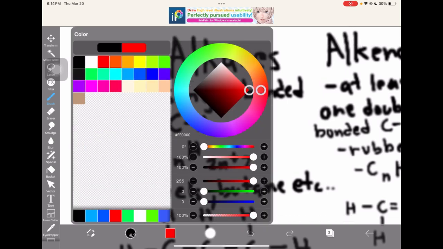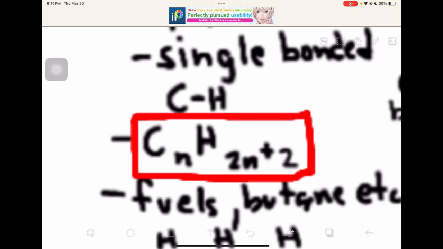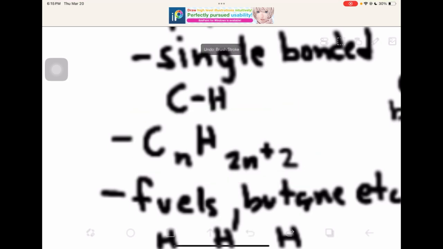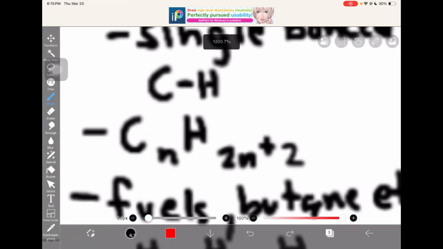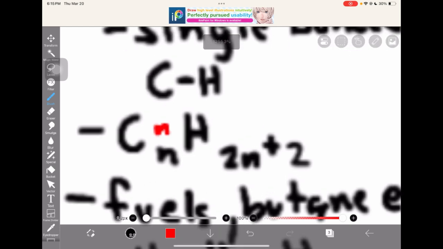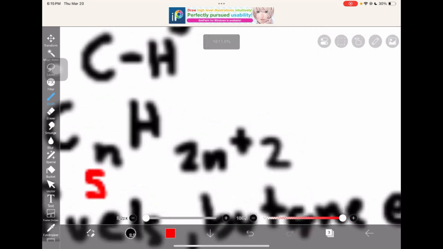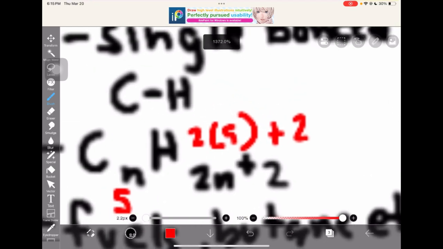Now, in the last test, I need you to please listen to this one. We need to memorize these, okay? Let's make that clear. N is the amount of carbon, and hydrogen is proportional to that. So as you could see, we have CnH2n+2 over here. So if we have 5 carbon, that means we have 2 times 5 plus 2 hydrogen, which is just 12.